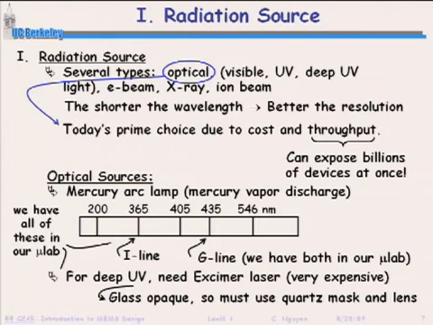And today's prime choice, even though these others have shorter wavelengths and so therefore should be better, is still optical. And it's optical because of many reasons. Optical has very high throughput. So cost is the biggest thing.